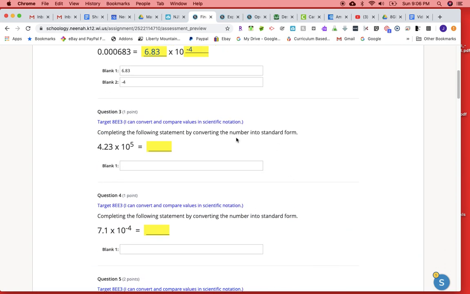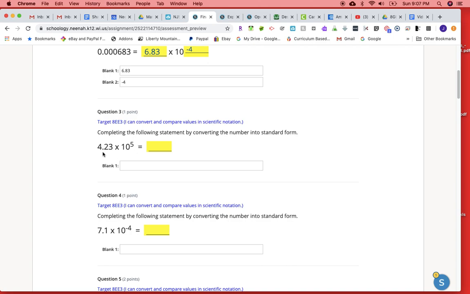Number 3, complete the following statement by converting the number into standard form. So now we're given the scientific notation. Now we need to put it into standard notation or standard form. So it's 4.23 times 10 to the 5th. What we need to pay attention to is this 5, and that's positive, so that means our number is going to be getting larger.